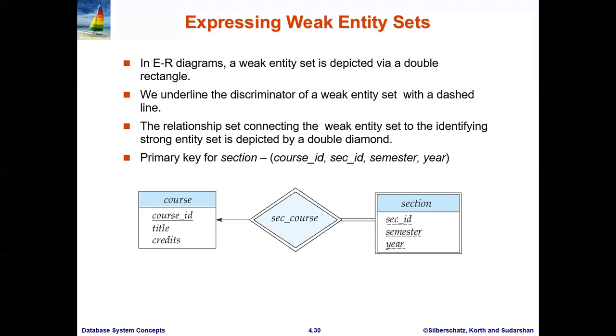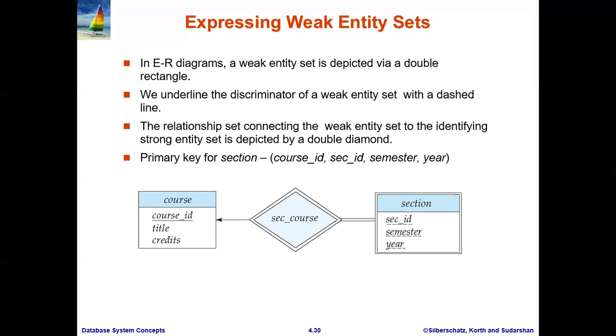Now, if you see closely, the section is a weak entity set. How to identify? It is shown by a double rectangle, right? So a weak entity set, which doesn't have a primary key, is shown by a double rectangle.